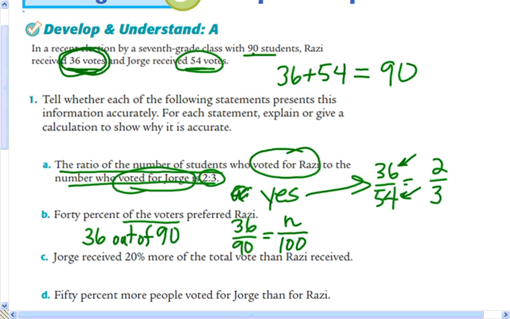And if we multiply 36 times 100 and divide that by 90, we get 40. And since it's 40 out of 100, that's 40%. So yes, this is accurate. And there's our work. Okay. Jorge received 20% more of the total vote than Razi received. 20% more. That sounds like a percent increase.